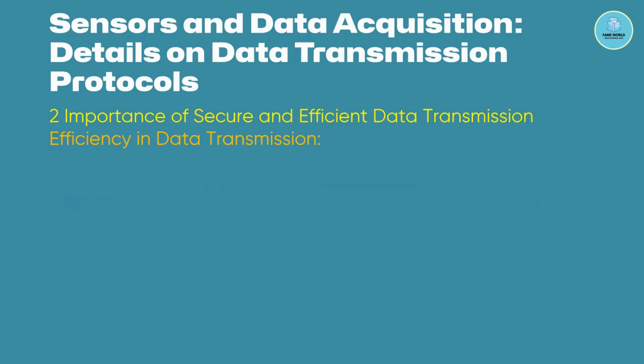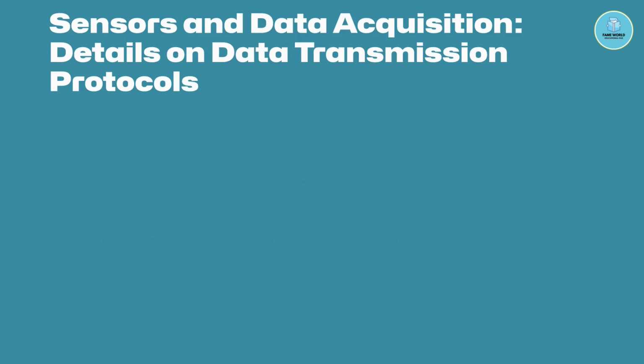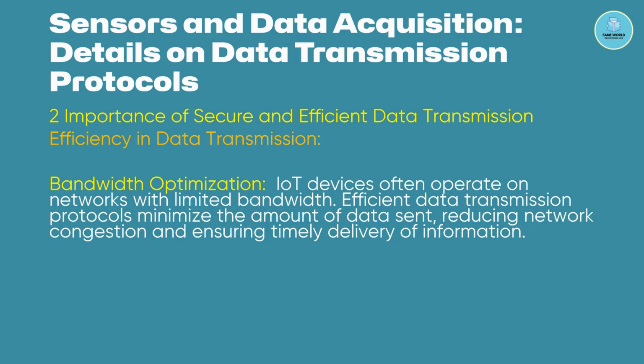Then efficiency in data transmission is required for bandwidth optimization. IoT devices often operate on networks with limited bandwidth, and efficient data transmission protocols minimize the amount of data sent. When there is efficiency in the transmission channels, the bandwidth is optimized and the amount of data sent over the network is reduced. Network congestion is reduced, and timely delivery of information is done. That is the meaning of bandwidth optimization.